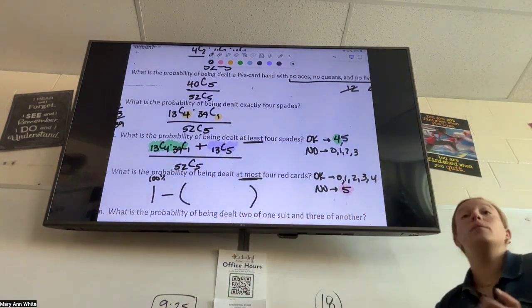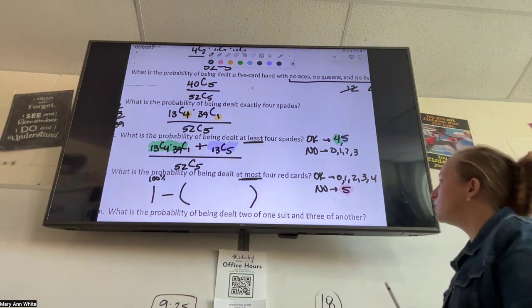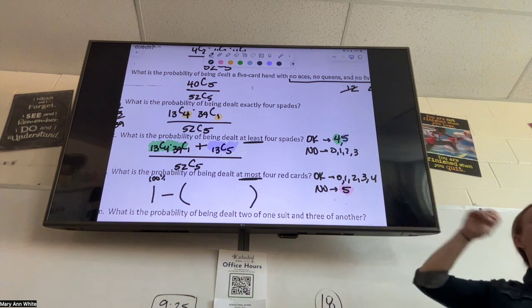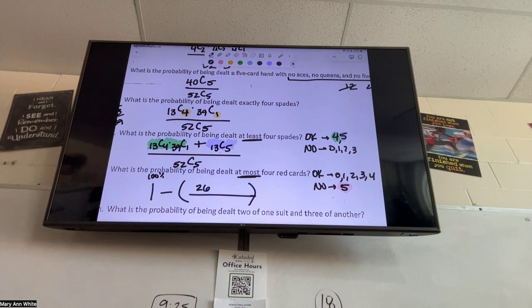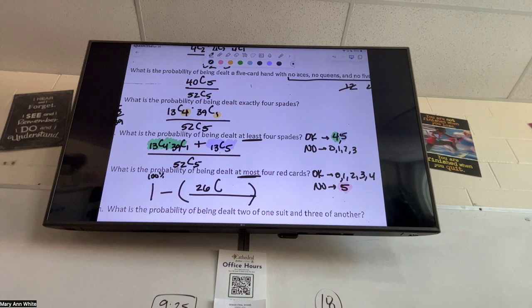And you could still do it here. It wouldn't be that hard. It would be 26 choose 0 times 26 choose 5, and then 26 choose 1 times 26 choose 4. I could make it happen, but it's a lot easier to just do the no. So if we don't want 5 red cards, what's the probability we would get 5 red cards? How many red cards are there? 26. And we want 5, because we want to subtract that off the total. So we want all 5 of them. So we're going to do 26C5 over 52C5.